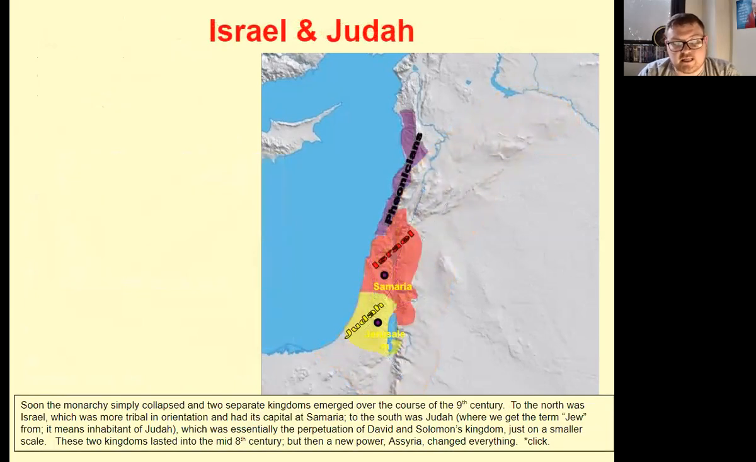Soon the monarchy slipped and collapsed, and two separate kingdoms emerged over the course of the 9th century. To the north was Israel, which was more tribal in orientation and had its capital at Samaria. To the south was Judah, where we get the term Jew from. It means inhabitants of Judah, which was essentially the perpetuation of David and Solomon's kingdoms, just on a smaller scale. These two kingdoms lasted into the mid-8th century, but then a new power, Assyria, changed everything.